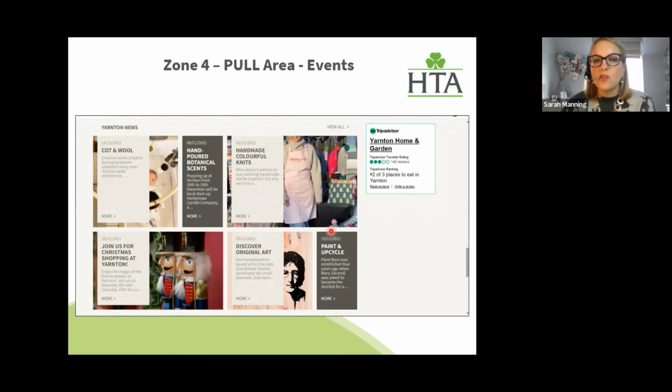Zone 4. I've got a couple of examples here. This is from Yarnton, and the area at the lower part of their page has got quite a lot of information. So this works as their blog, really. Every couple of weeks you get some new content on there, and it will talk about events and what's happening in store, and you can also sign up for events as well.